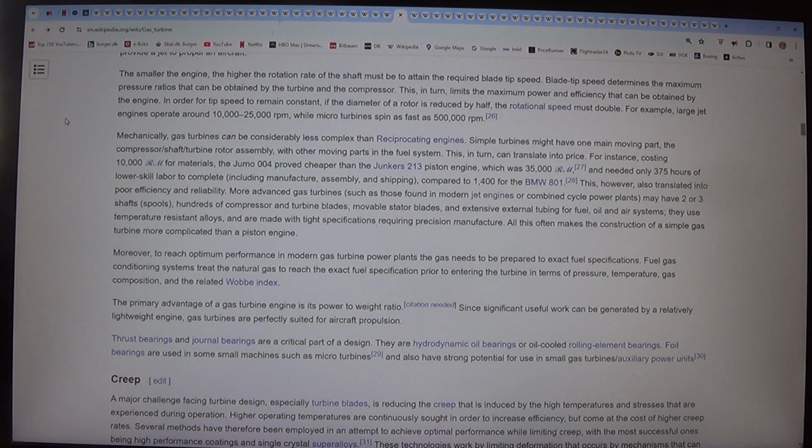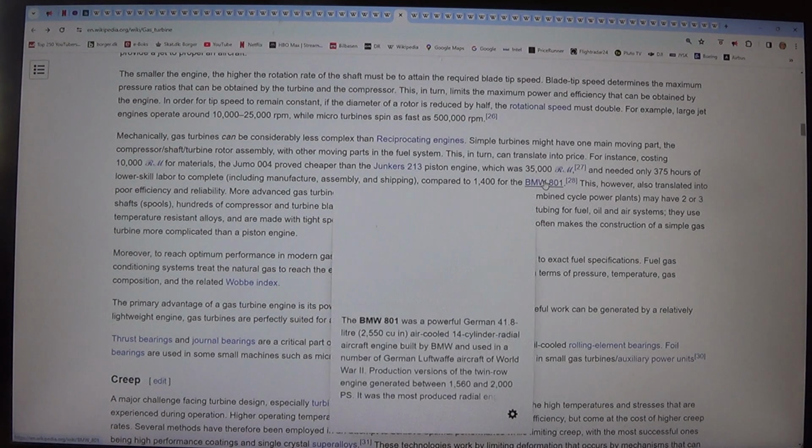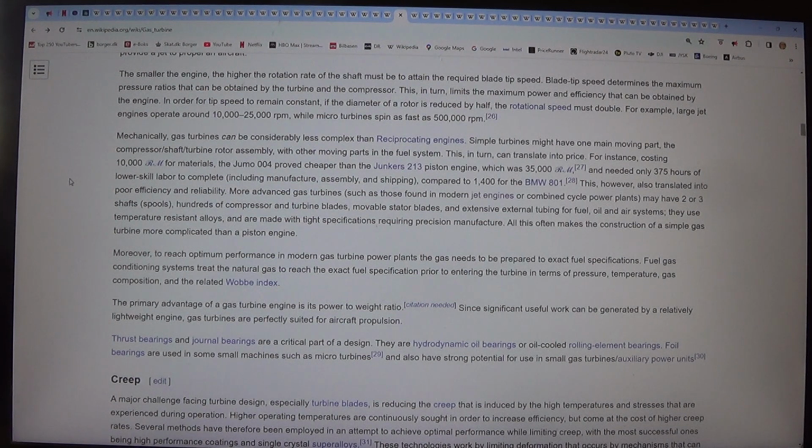Mechanically, gas turbines can be considerably less complex than reciprocating engines. Simple turbines might have one main moving part, the compressor/shaft/turbine rotor assembly, with other moving parts in the fuel system. This, in turn, can translate into price. For instance, costing $10,000 for materials, the Jumo 004 proved cheaper than the Junkers 213 piston engine, which was $35,000, and needed only 375 hours of lower skill labor to complete, including manufacture, assembly, and shipping, compared to 1,400 for the BMW 801. This, however, also translated into poor efficiency and reliability.